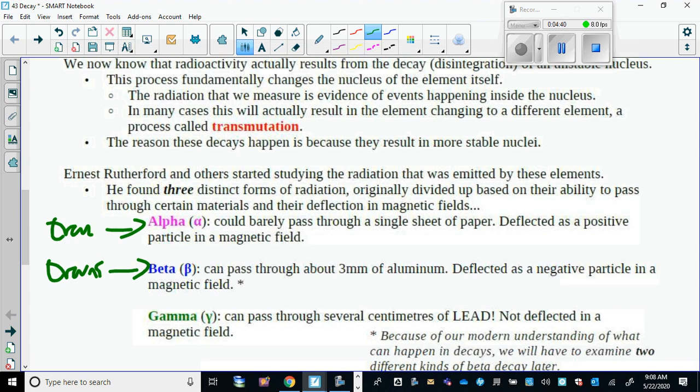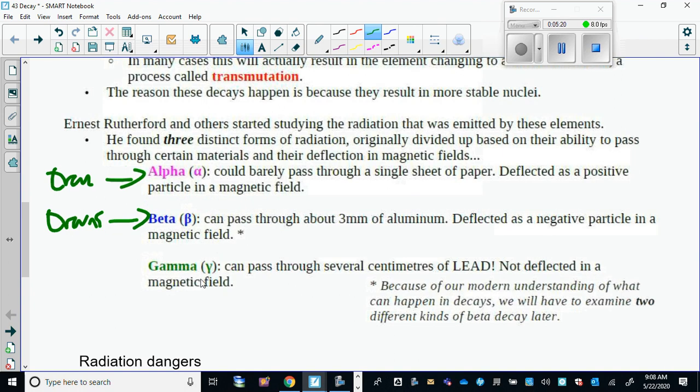Gamma radiation is when a substance gives off gamma rays, in other words, EMR, and does not transmutate. It just gives off a very high frequency, high energy form of EMR that can be very damaging. And it discusses the effects of these types of radiation right here. So an alpha particle can barely pass through a single sheet of paper. It's deflected as a positive particle in a magnetic field. A beta particle can be negative or positive, can pass through about 3 millimeters of aluminum, and it's deflected as a negative particle in the magnetic field.